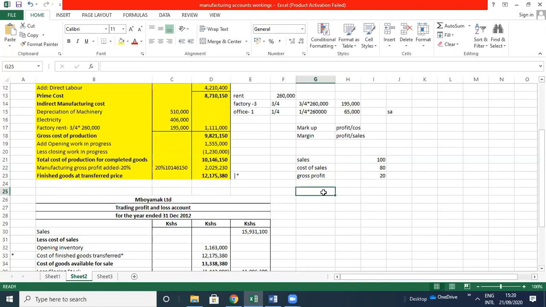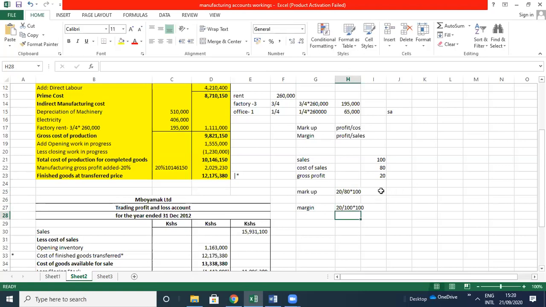And therefore, if you are told to prepare markup, we have said it will be profit over cost of sales. So in this case, it will be 20, which is the gross profit, divided by cost of sales, which is 80, multiplied by 100. And margin will be profit, which is 20, divided by the sales, which were 100, multiplied by 100.